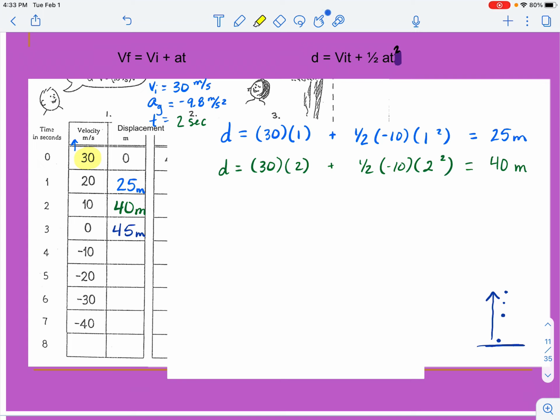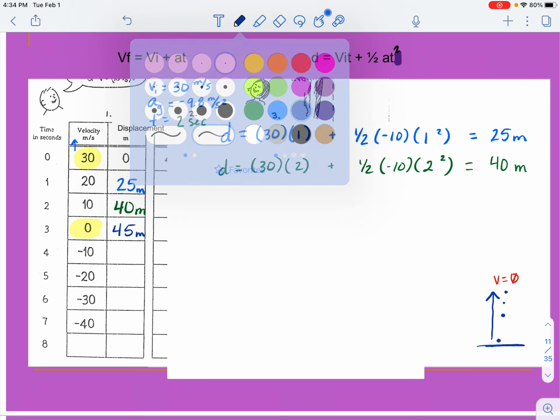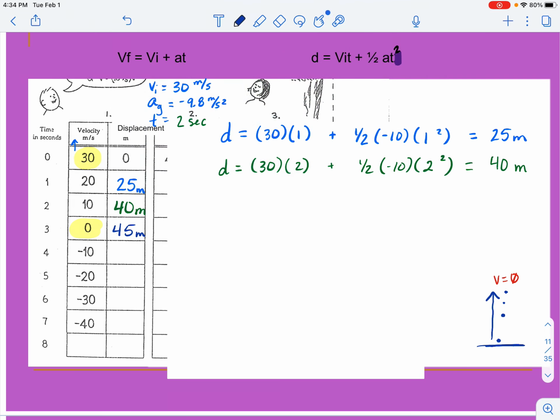Now, if we look at our data table, they have already filled in for us that we have a velocity of 0 at this location. You are responsible for understanding that the velocity at the highest point is always 0. So the fact that we have a velocity of 0 at this location tells me it's not going to go any higher. Now it's going to begin to fall. And so if I were to plug the numbers into my formula and do 4 seconds of time, I would now calculate a displacement of 40. And I'm going to show you that it works that way.